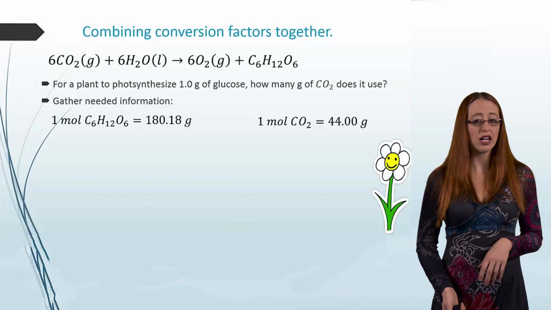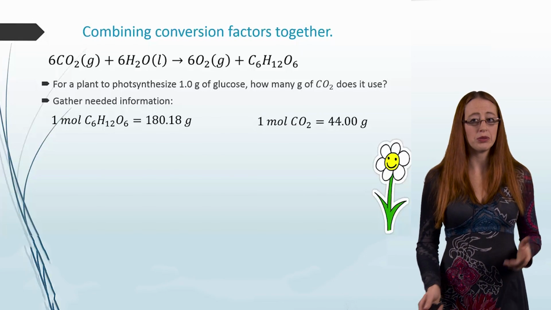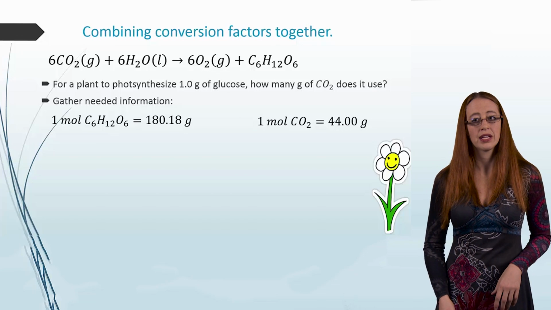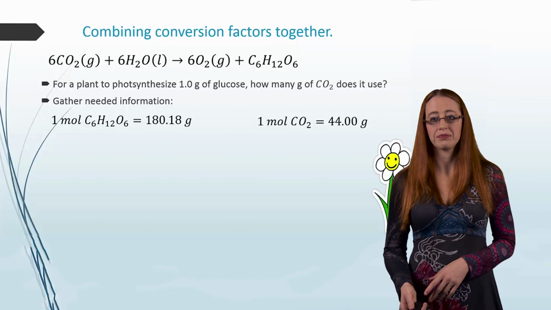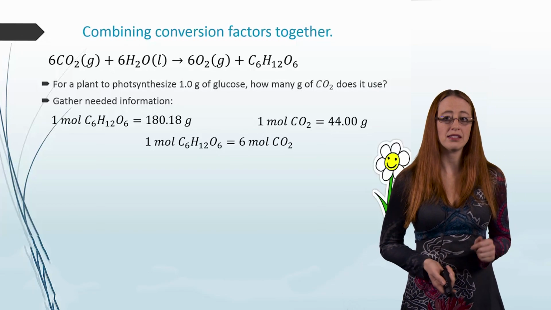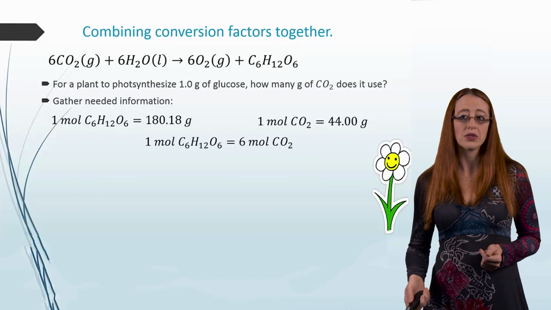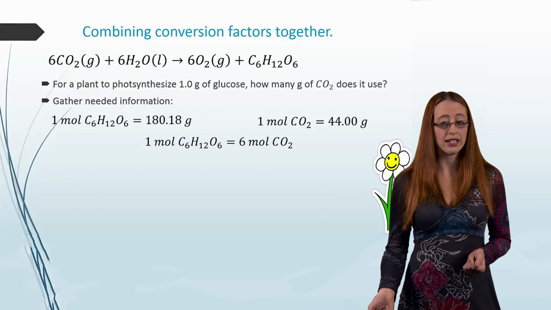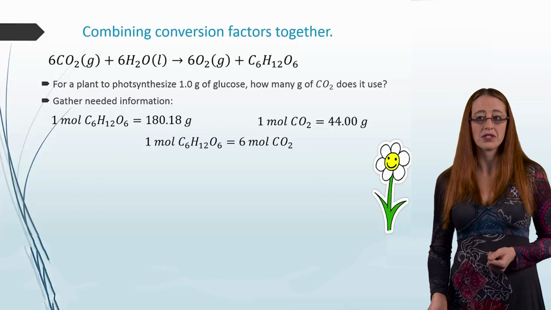We can do the same thing for carbon dioxide because we're going to need to convert between moles and grams of carbon dioxide. And so that too comes from the periodic table. And then lastly, we need our molar ratio between our 2 species. So 1 mole of glucose is equal to 6 moles of carbon dioxide. And those are from the coefficients.